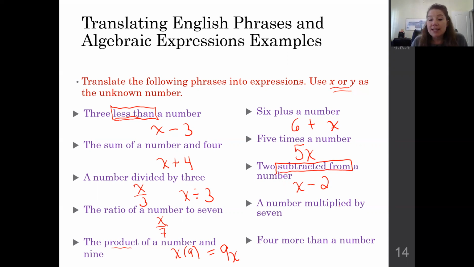A number multiplied by 7, so you could either use parentheses or a dot to show multiplication. Don't ever use an X to show multiplication when we're using variables. But like I said earlier, it's almost always going to be written in this form. And then for more than a number. Now, technically less than and more than is going to flip the order, but since it's addition, it's not that important. So more than a number can be written like this or this. Both of those are acceptable.